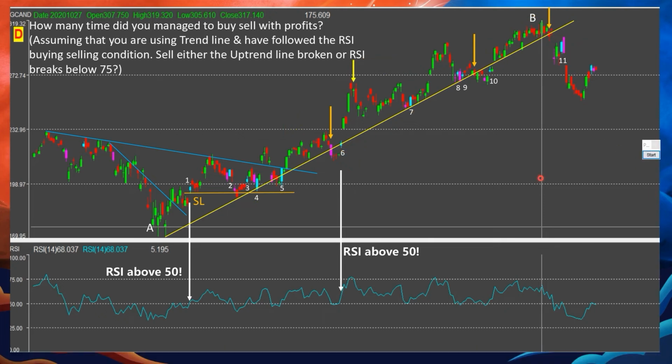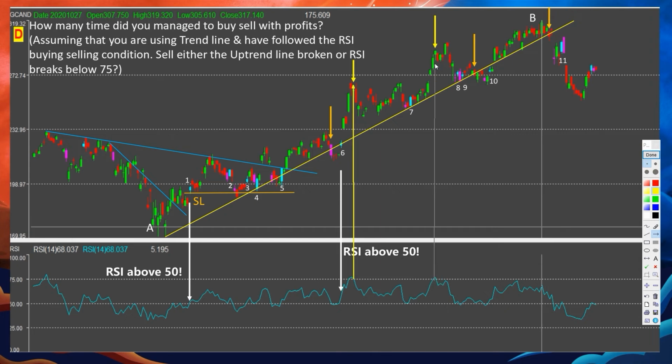Now, for those who are nimble, these two yellow points that are shared, this is where the RSI breaks below 75. You may have exited from here to here, from here to here. Depending on how nimble you are, it is a possibility. All right, so this is a potential 5 areas that you can have profit from this run.